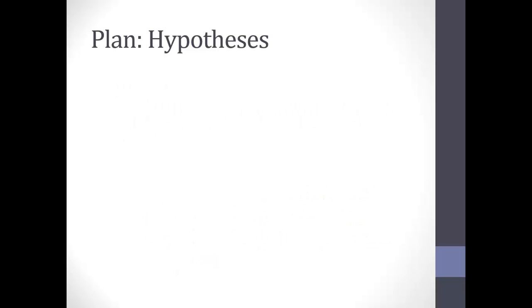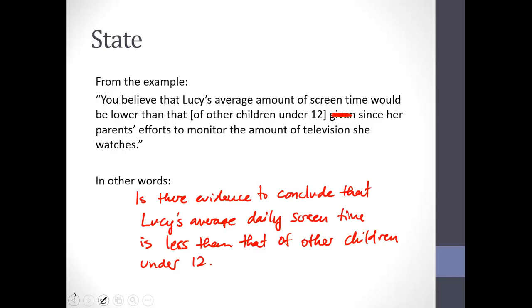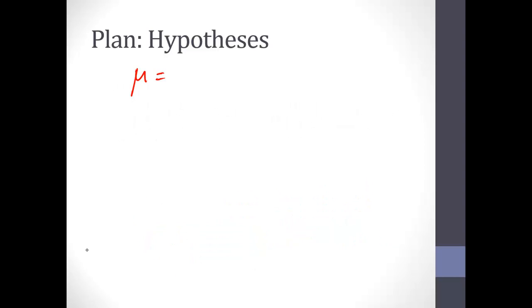All right. So that's restating the question in everyday language. So let's think now about what our hypotheses will be here. Let's just write down what mu is. From our question of interest, what we're checking is Lucy's average daily screen time. That's what we want to say something about. Is it less than that of other children, or is it not? So that's our parameter of interest here. So mu is going to be equal to Lucy's average daily screen time.